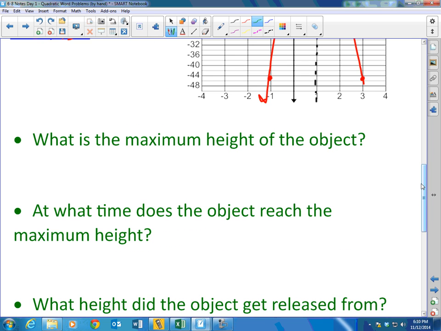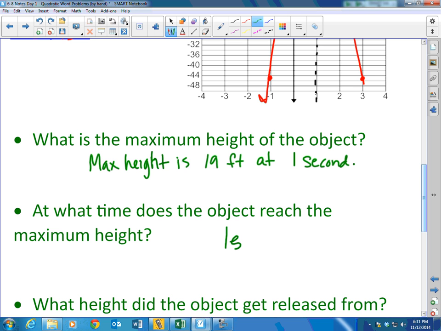Okay, so I want you to write me a little sentence that says something like this. The max height is 19, and we're in feet here, 19 feet at 1 second. In the next question, I've already answered it now. At what time does the object reach the maximum height? At 1 second. But I want you to think of that as a package deal. You can't have a maximum height without knowing what time it happens at, because it will make a difference later on in some things that you do in math. So pay attention to what time that happens at.